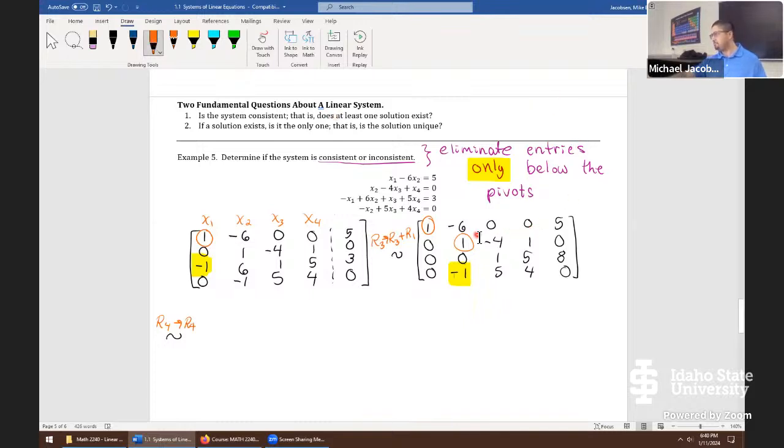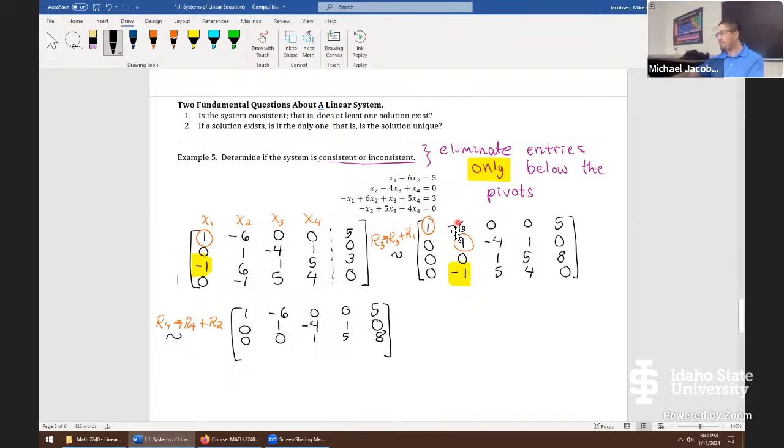And let me take another look at it. Just add row 2 to it. That will work out as well, plus row 2. Okay, so we're only changing row 4. And that means I'm copying in rows 1, 2, and 3. Lots of copying on this one. 1, -6, 0, 0, 5. 0, 1, -4, 1, 0. 0, 0, 1, 5, 8.